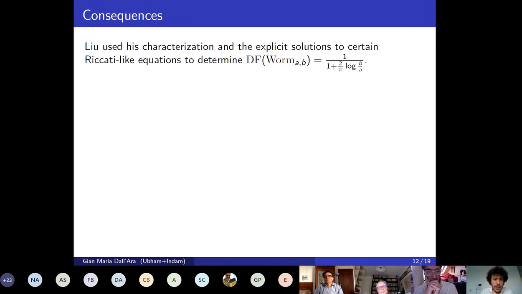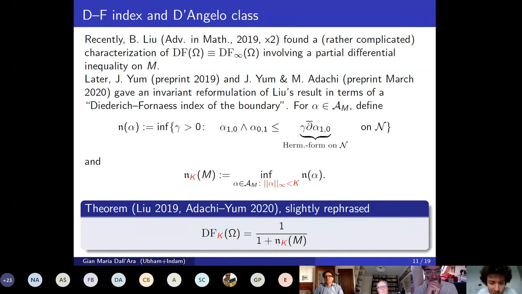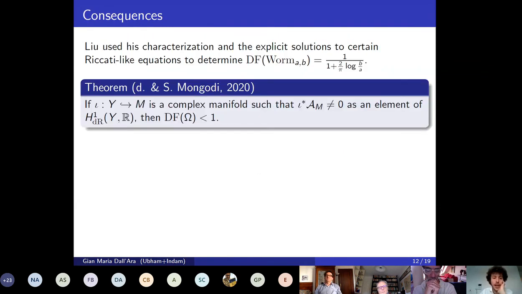And okay, so in parallel to Hunt and Adachi, I was reshaping Liu's result in this invariant fashion. Our first goal was, okay, let's try to find the class of domains for which we know that this norm nk of m is positive, and so we can conclude that the Diederich-Fornaess index is strictly less than 1. And here is our first result.